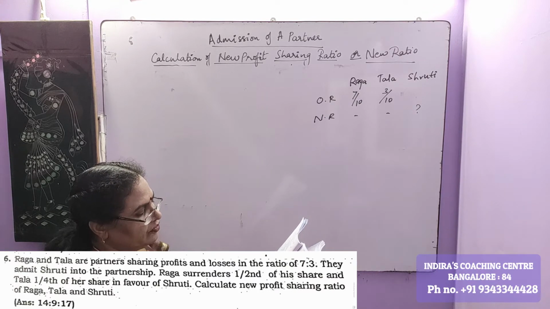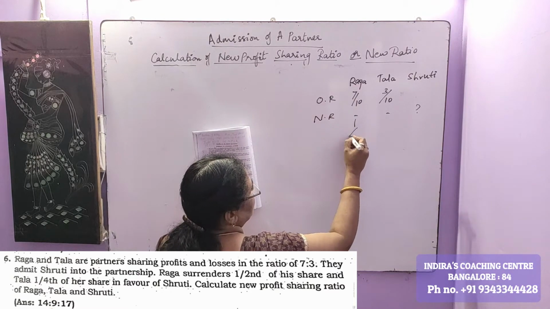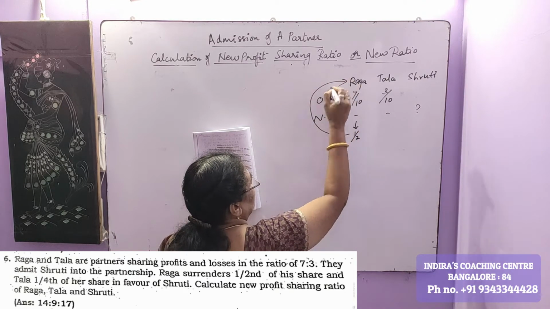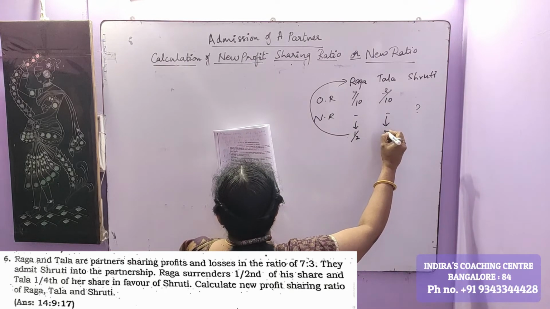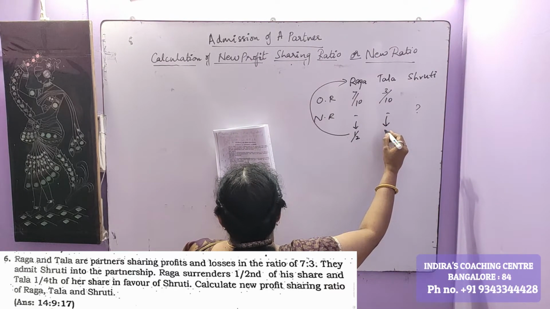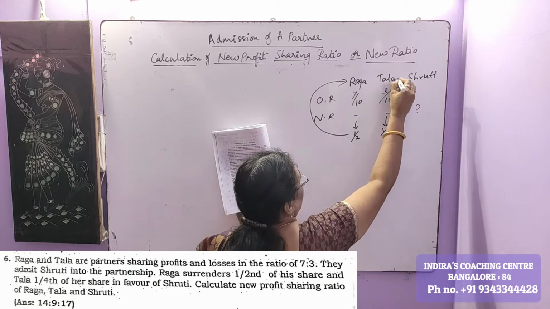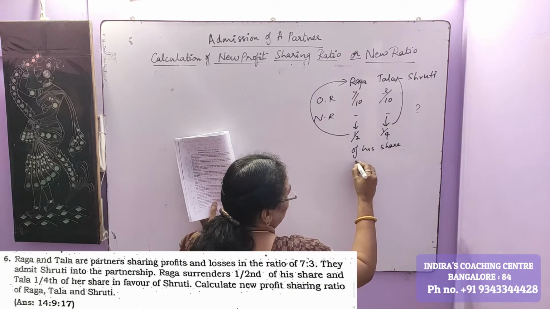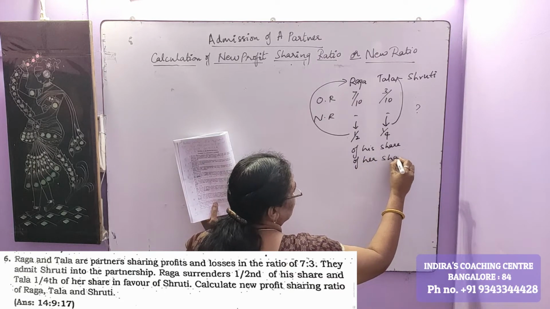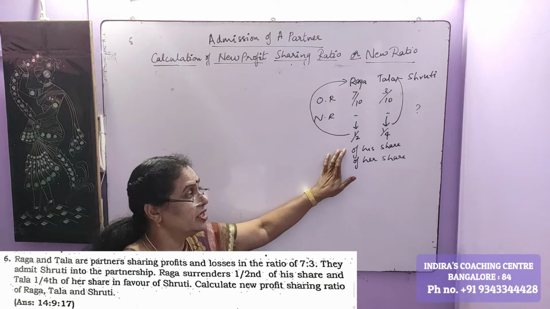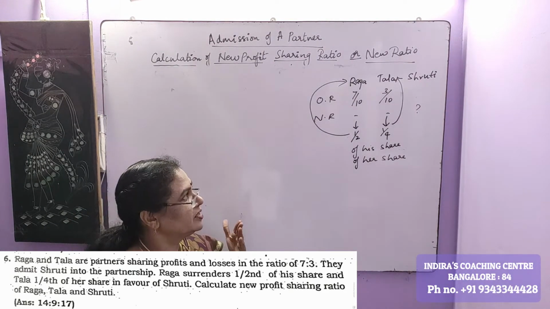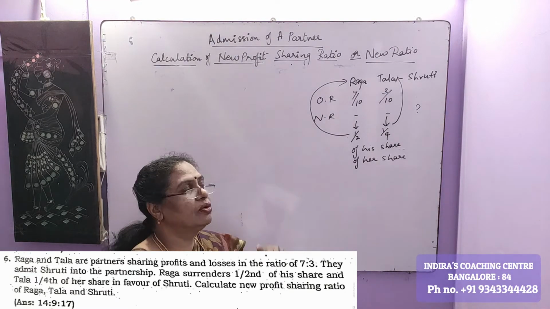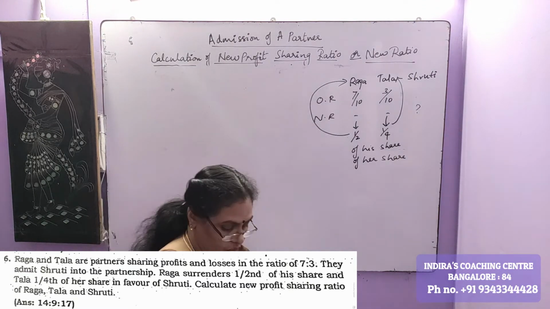Raga surrenders half of his share, and Thala surrenders, it is said, 1/4 of her share. See this, of his share or of her share. Remember these words and how you are going to do it. So we are supposed to find out the sacrifice share or the surrender share first, and then deduct it from the old ratio to get the new profit sharing ratio. Let us proceed.